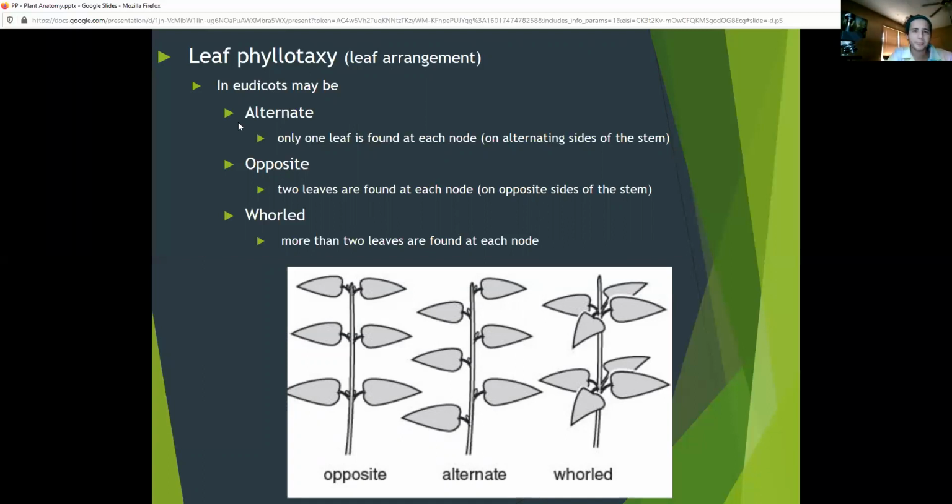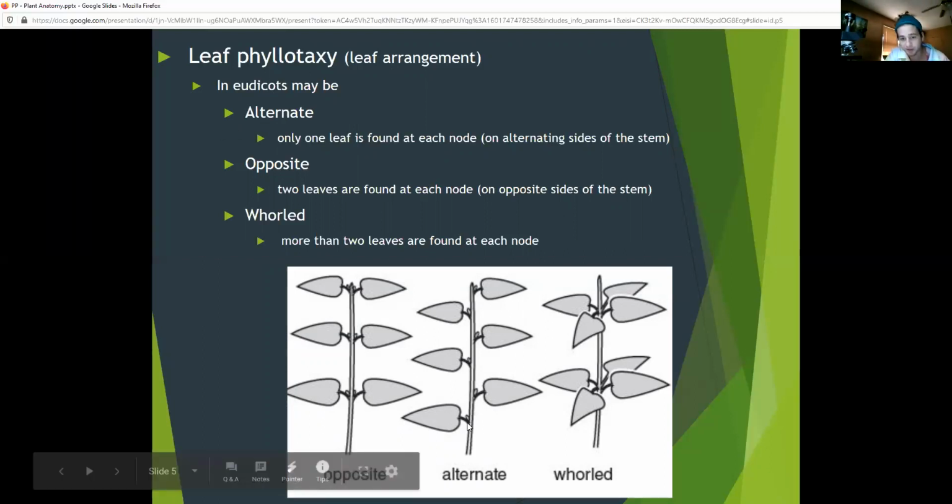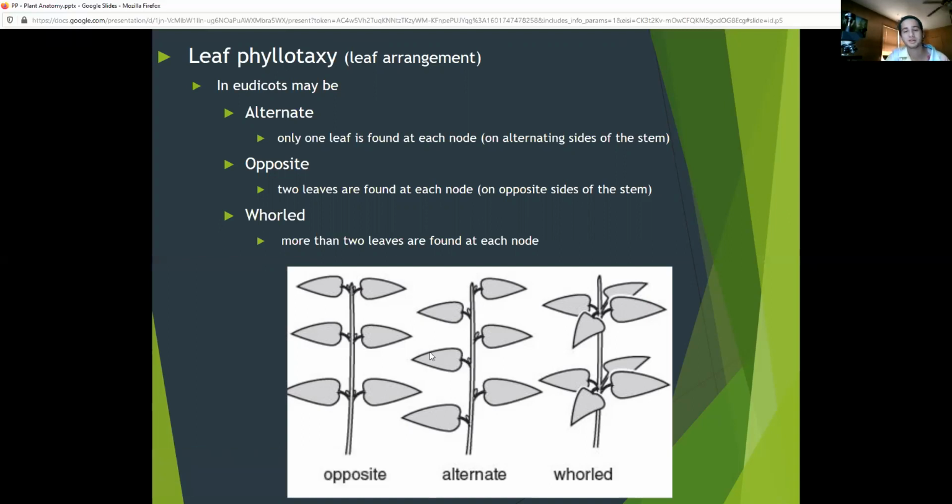So in eudicots, it can be either alternate, such as this, where you have one leaf on this side, then another leaf on the other side, one leaf on this side, another leaf on the other side, or it can be opposite, where you have two leaves found at each node. A node is a point where there is a leaf attached to the stem.